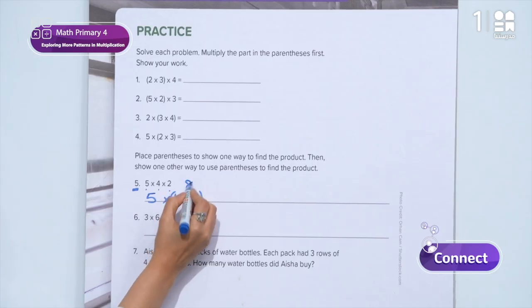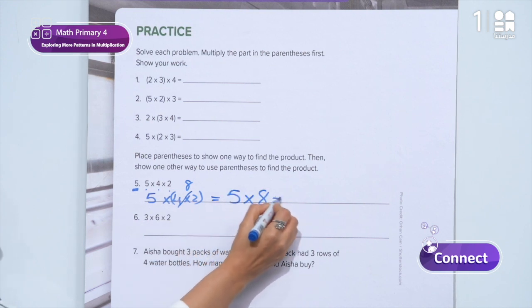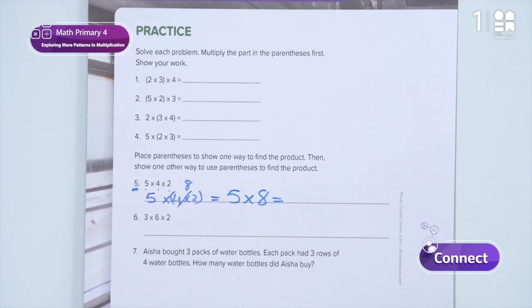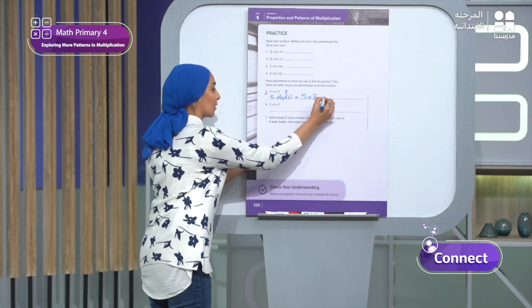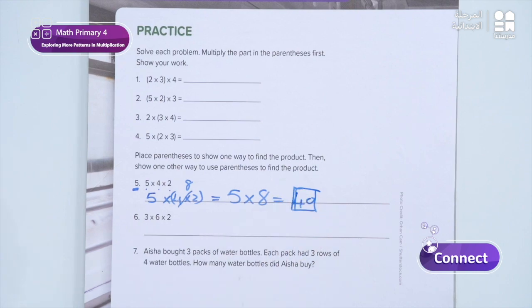Yes, 4 times 2 equals 8. يبقى 5 times 8 equals what? 5 times 8 equals 40, and this is my answer. Okay, this is the right answer.